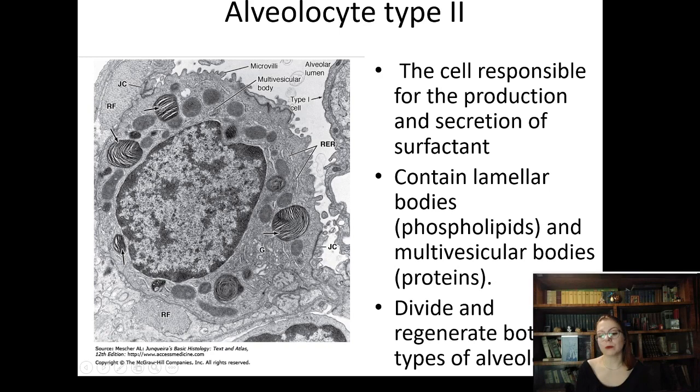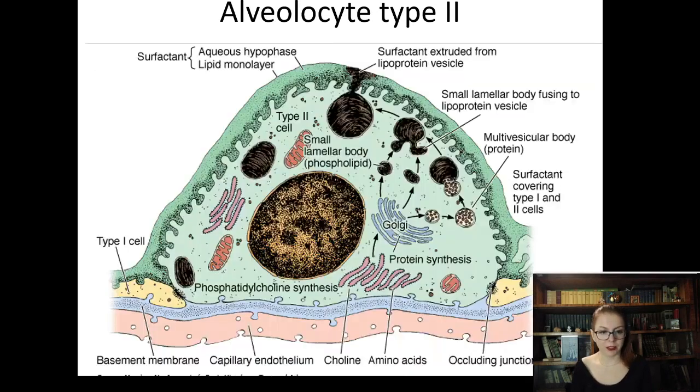So multivesicular and lamellar bodies fuse one with another, and they add their contents to the surface, covering it. Yeah, and what is important is that alveolocyte type 2 can regenerate both types, type 1 and themselves. So this is a kind of stem cell. As I told you, there are two types of stem cells, proximal and distal progenitor. Proximal works in the respiratory epithelium, and here the distal progenitor works, and it regenerates both types of alveolar cells.